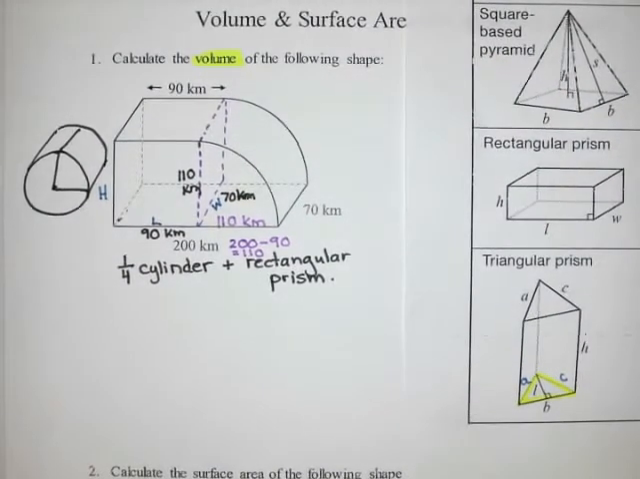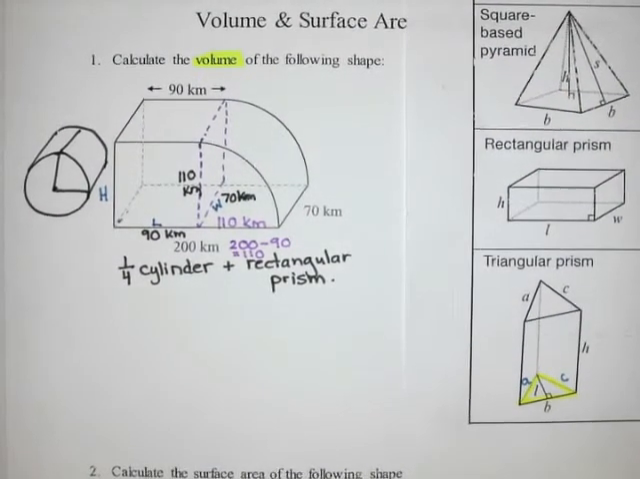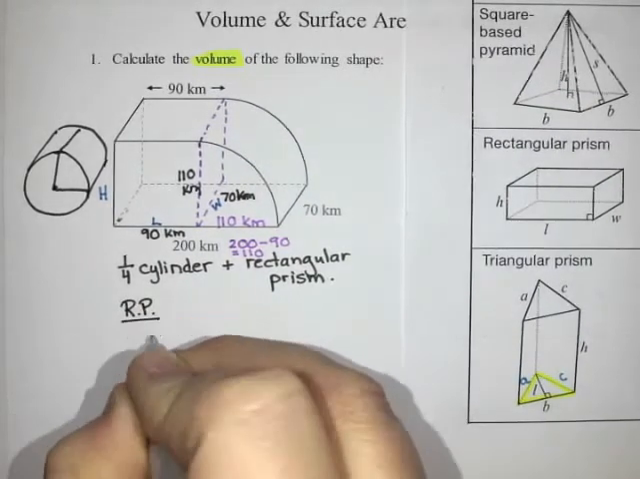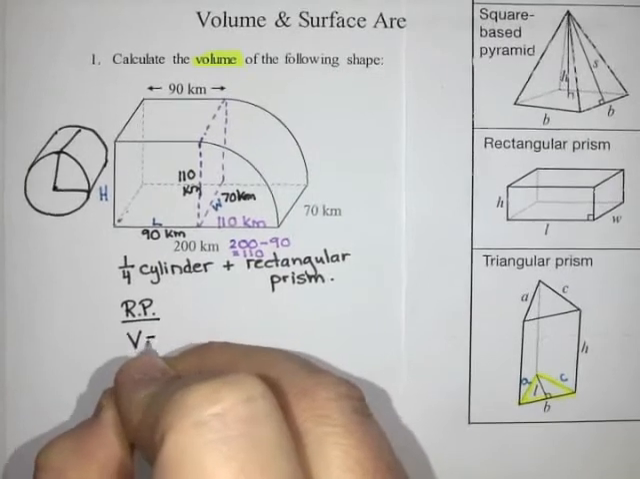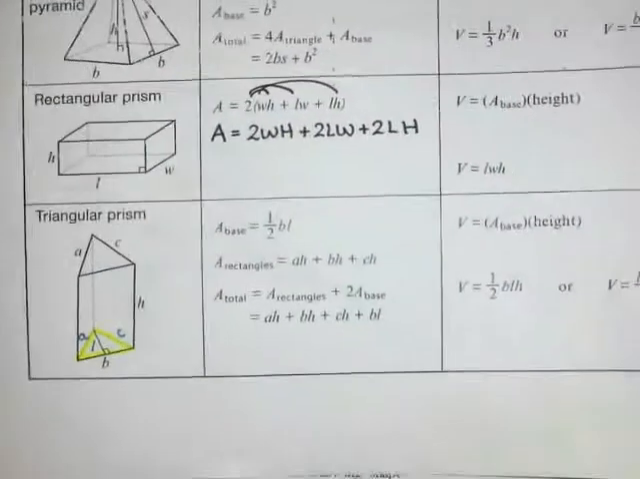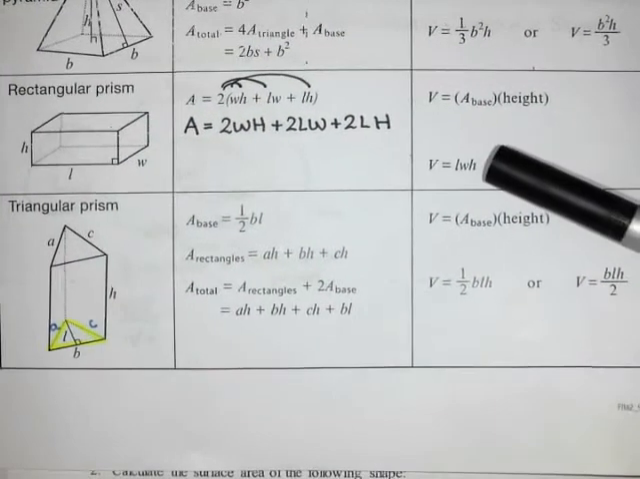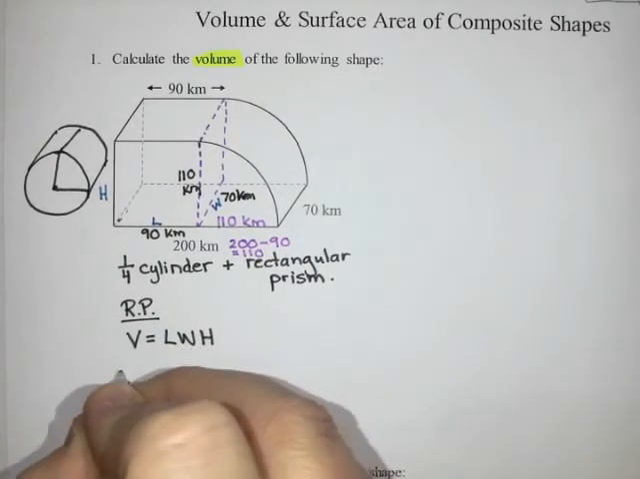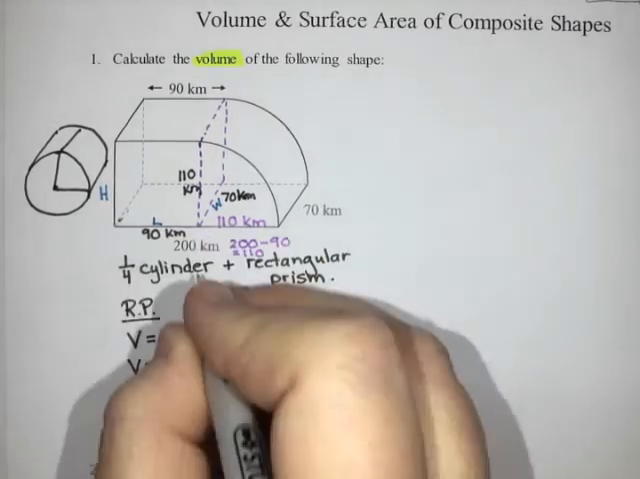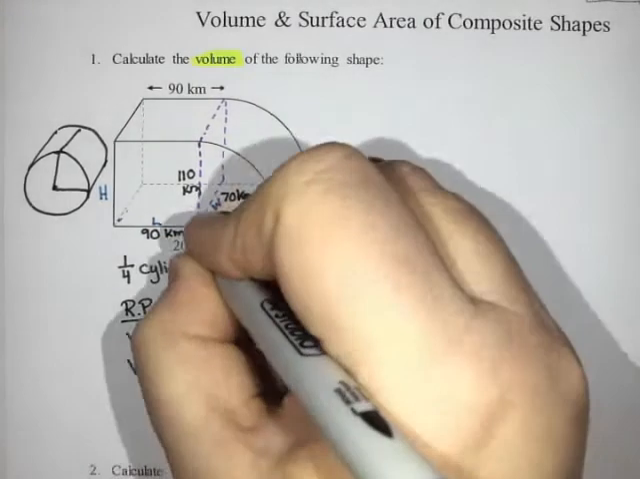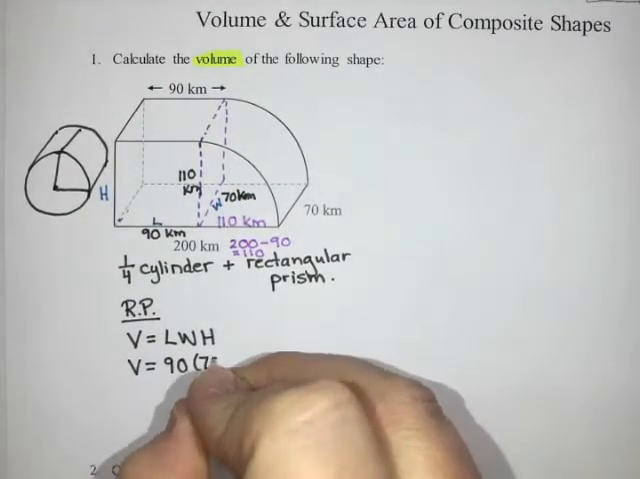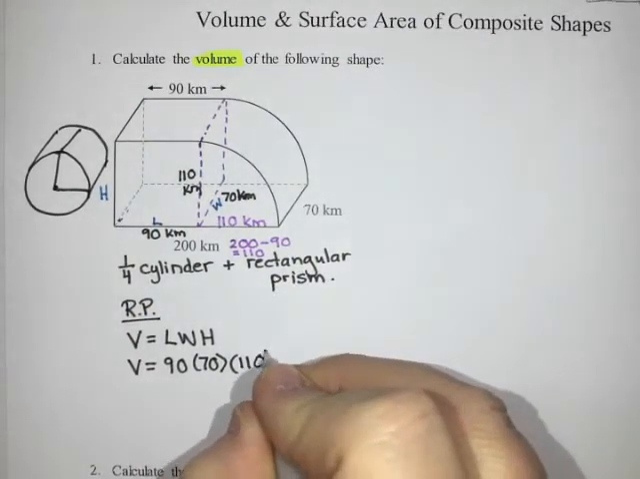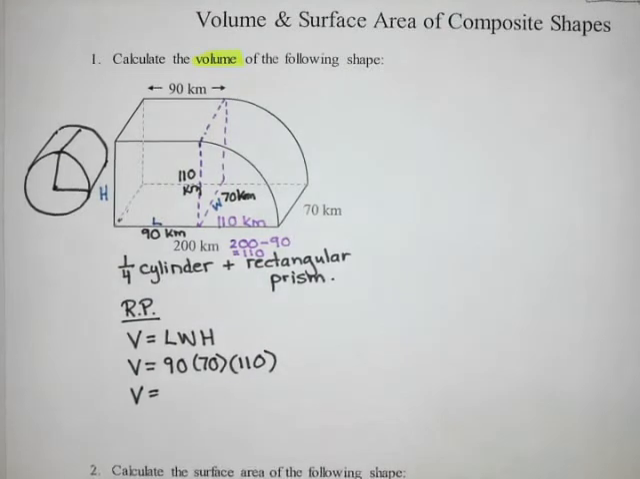So I think I'm ready to tackle the rectangular prism. I'm just going to write RP for short. The volume, which is what we're calculating, according to my sheet, is length times width times height. So I know that my length is 90, my width is 70, and my height is 110. I'm going to multiply those together.